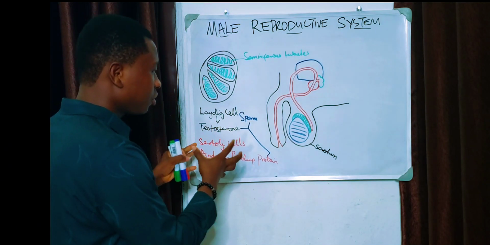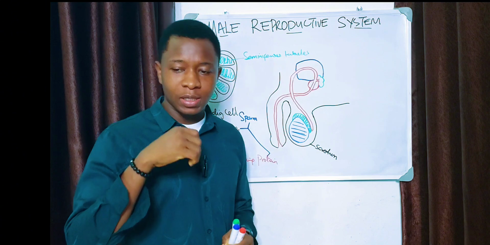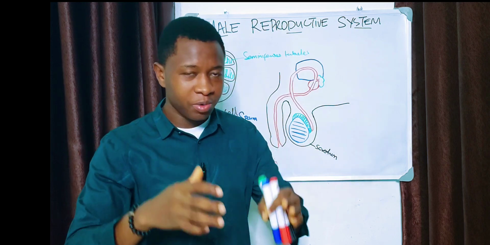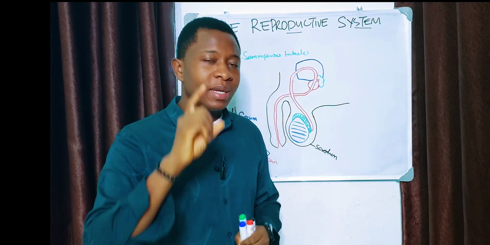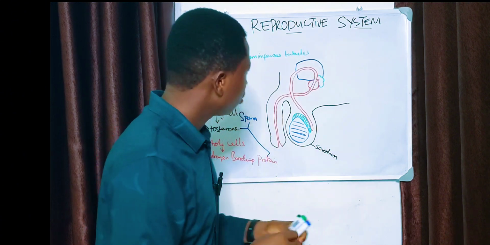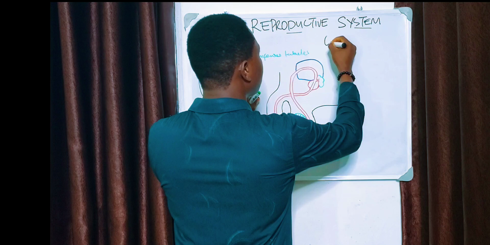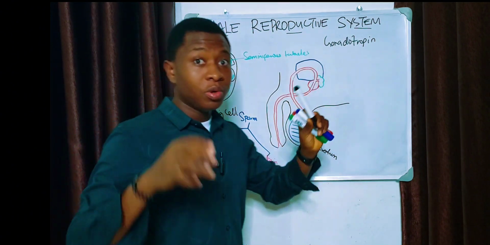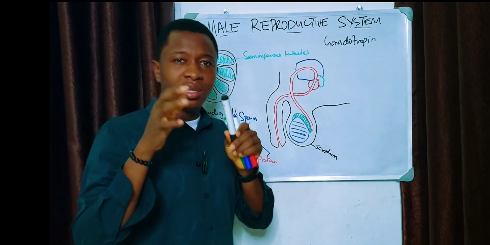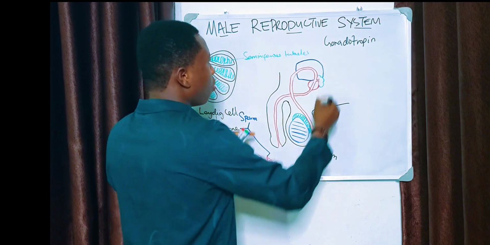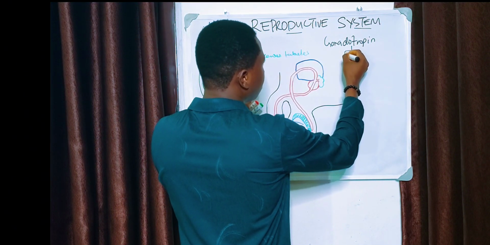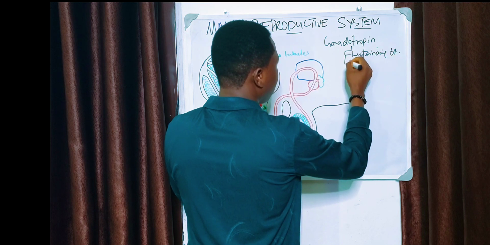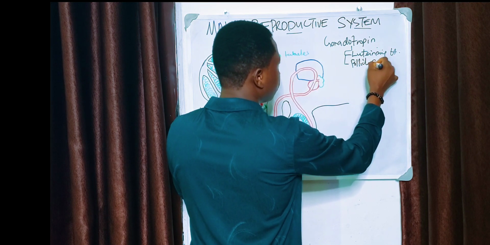Now, all this process will not be possible without the brain. There's a part of the brain called the hypothalamus. Hanging on the hypothalamus is the pituitary gland, and we have the anterior part and the posterior part of the pituitary gland. The anterior part specifically releases hormones called gonadotropins. There are two types of gonadotropin: the luteinizing hormone, LH, and the follicle stimulating hormone, FSH.